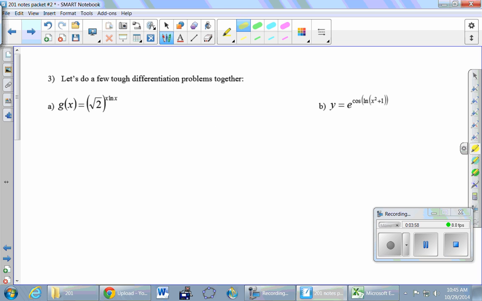And all we have on our agenda before the group activity is these two problems, these two complicated derivative rules. So let's start with part A. We're trying to find the derivative of this thing. First, let's use good notation. If this is g of x, what's good notation for the derivative? It's g prime of x.